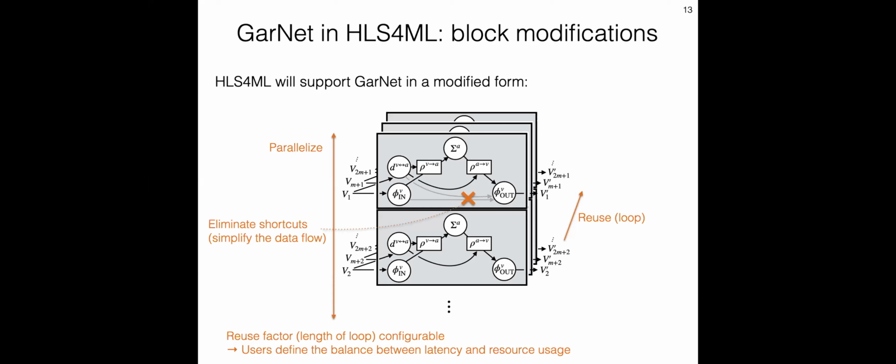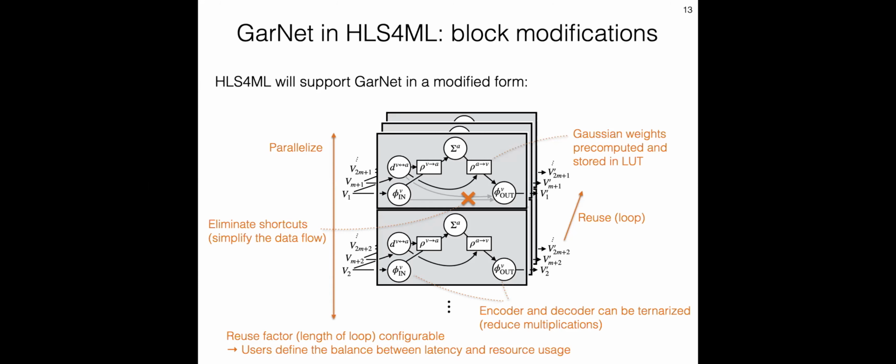And then there are the shortcuts that were in the original implementation. To simplify the data flow so that we can do pipelining, these shortcuts and data feeding were eliminated. And then the encoder and decoder can be ternarized, meaning they can use ternary networks. It can still be a full precision network as well, but there's an option to use a ternary network, and that reduces multiplications.